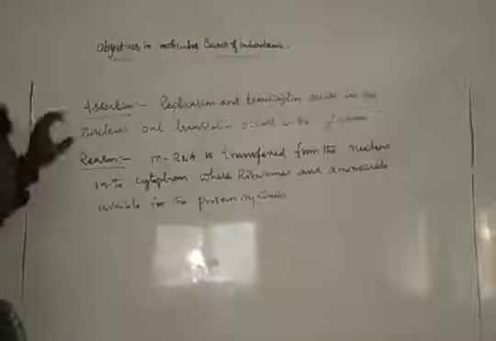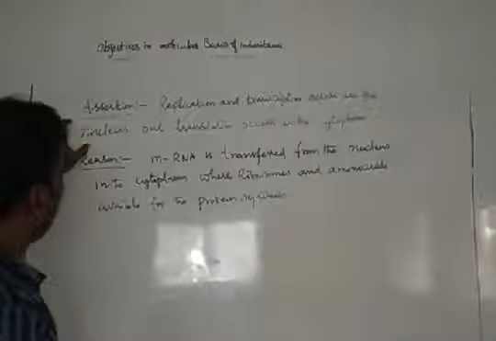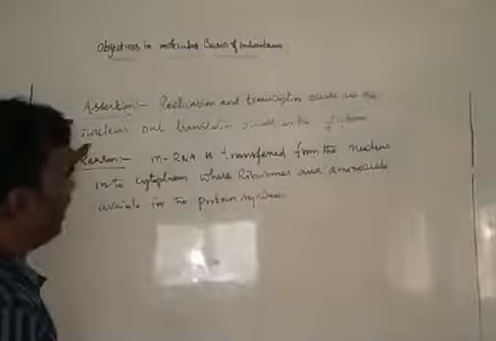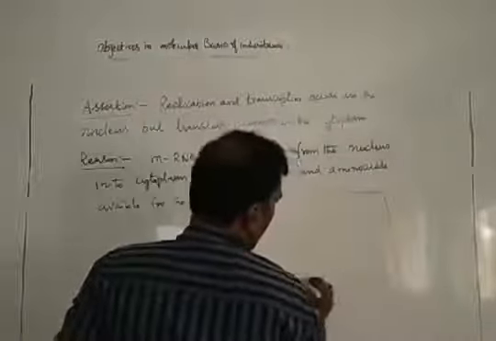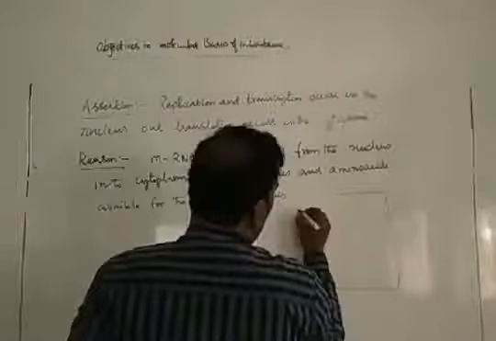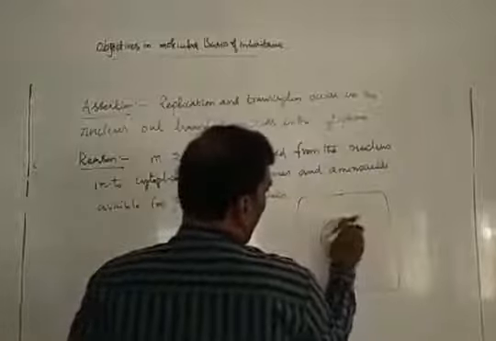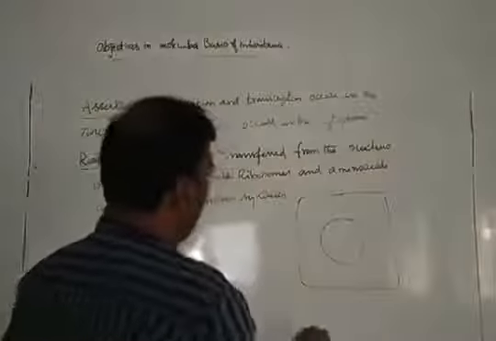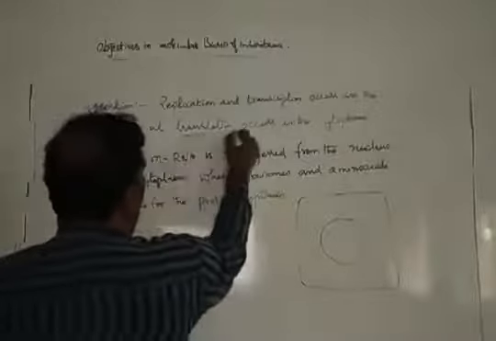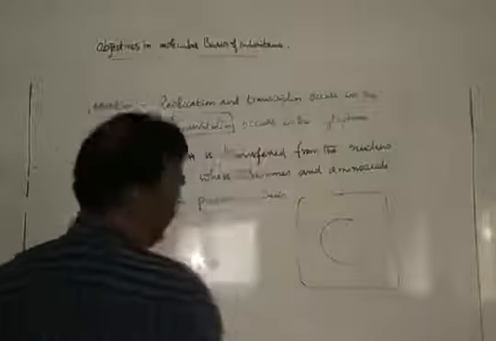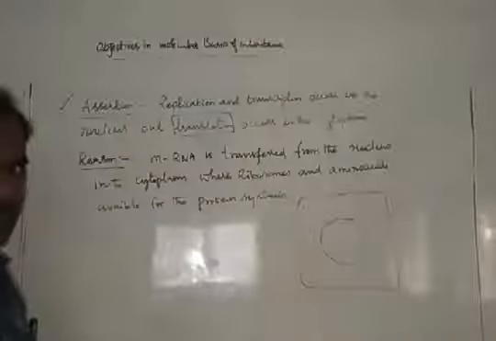So what is the assertion here? Replication and transcription occur in the nucleus, but translation occurs in the cytoplasm. You know that it is a diagrammatic cell. This is a cell, and this is a nucleus. Inside the nucleus, DNA replication and transcription of the DNA take place, but the translation mechanism takes place in the cytoplasm. This assertion statement is right. It is a right statement.